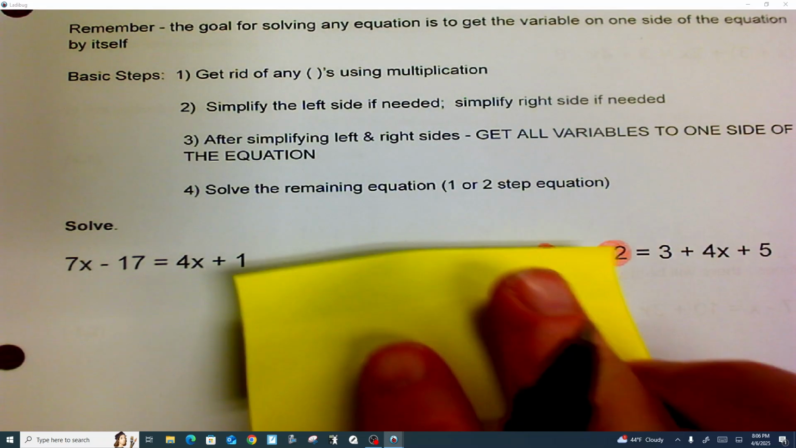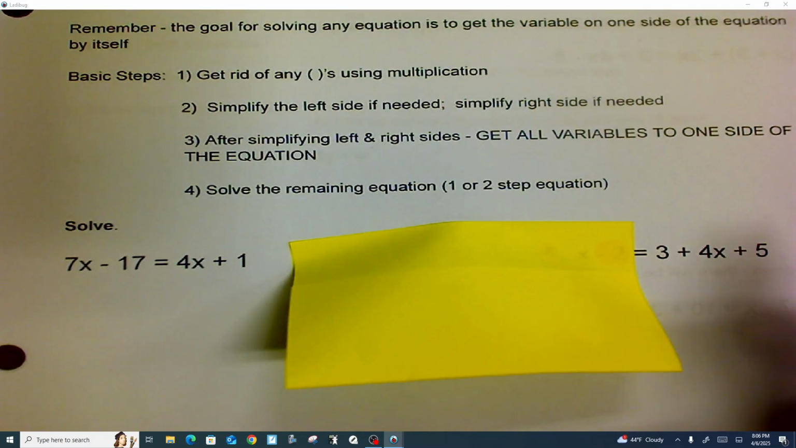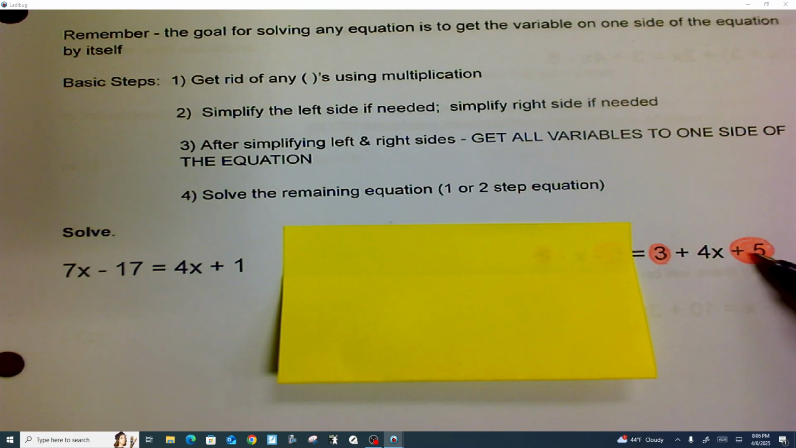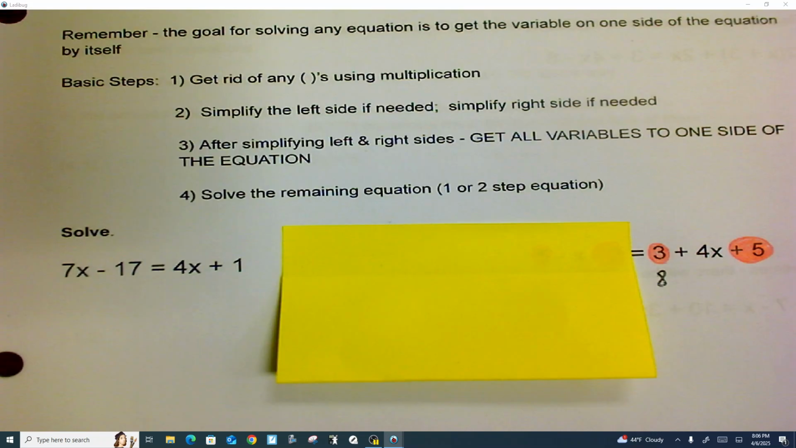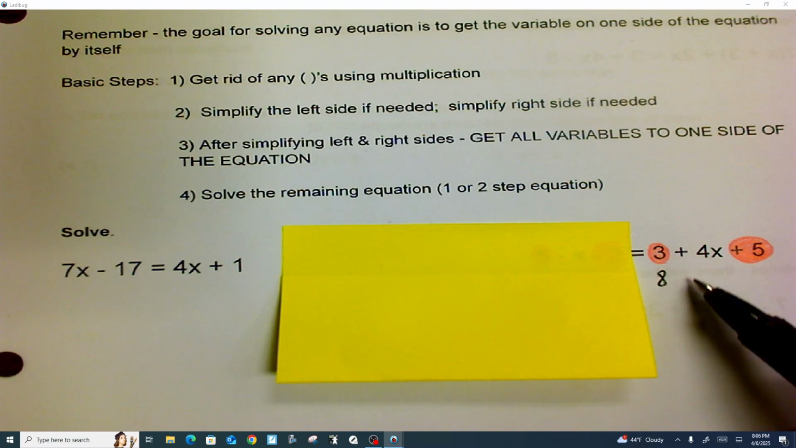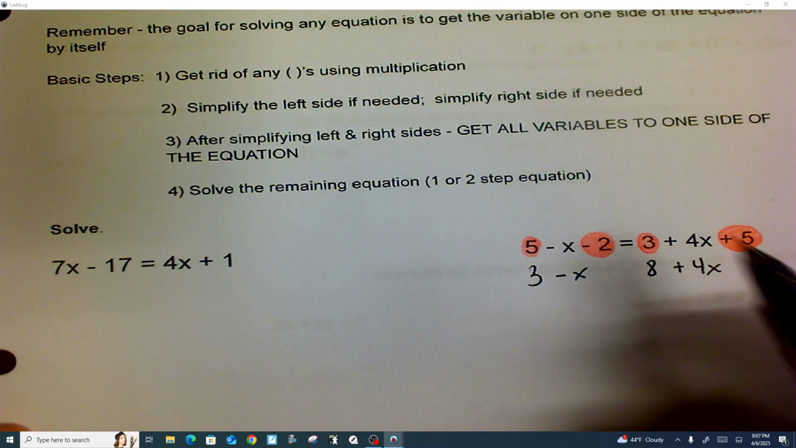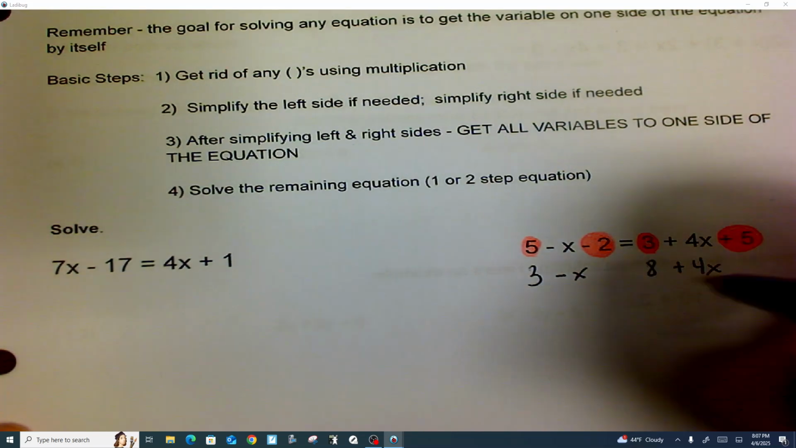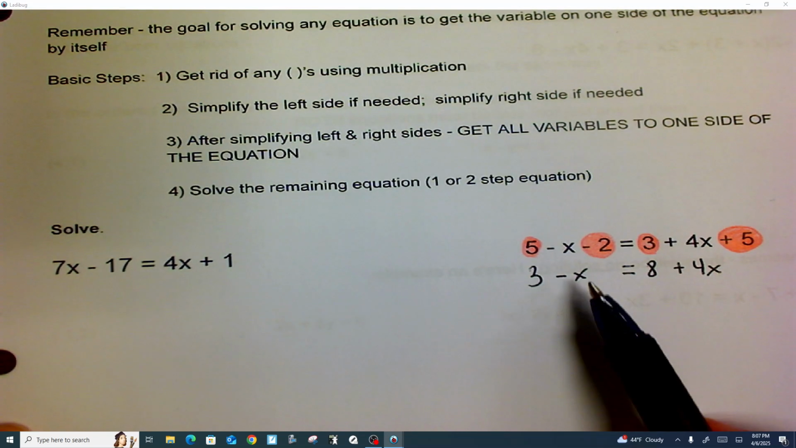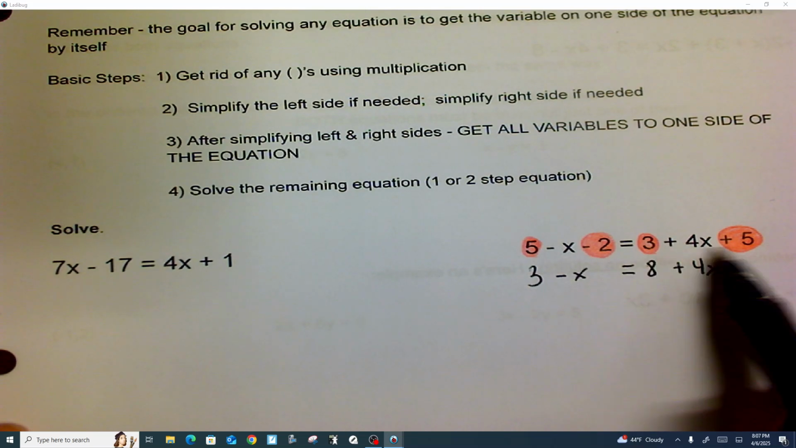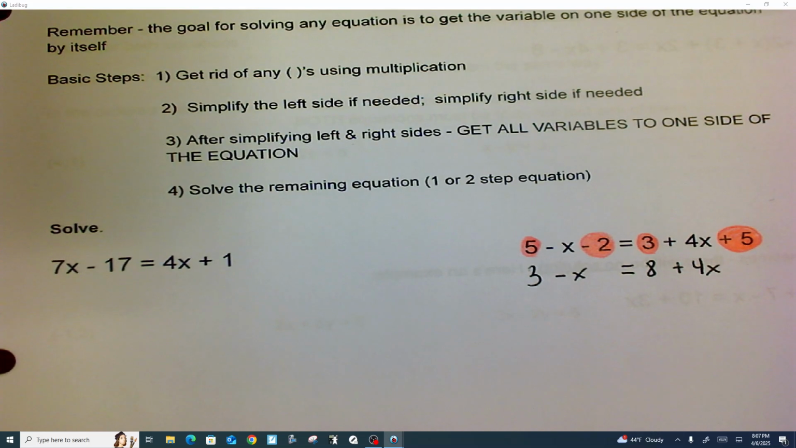Let's go check the right side of the problem. Oh, look. You'll see that the 3 and the 5 don't have x's, so it's 3. And then the sign in front of the 5 is a plus. So 3 plus 5 is 8. And then the plus 4x can fall straight down. This equal sign just needs to fall straight down also. So there we have it. We were able to simplify the left side of the equation because we had like terms, and then we could simplify the right side of the equation because we had like terms.